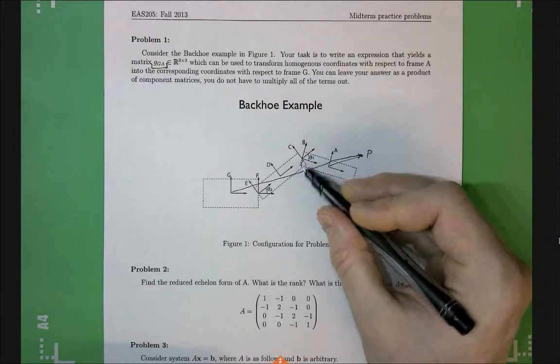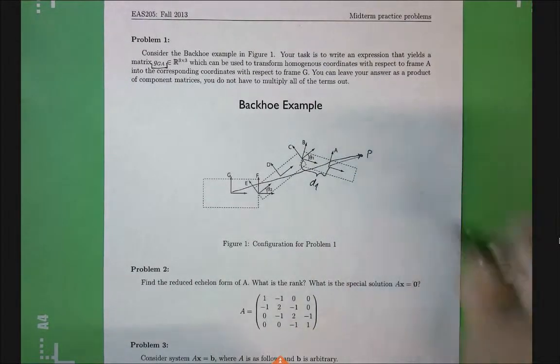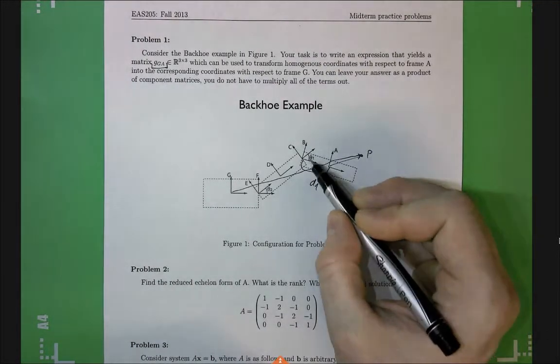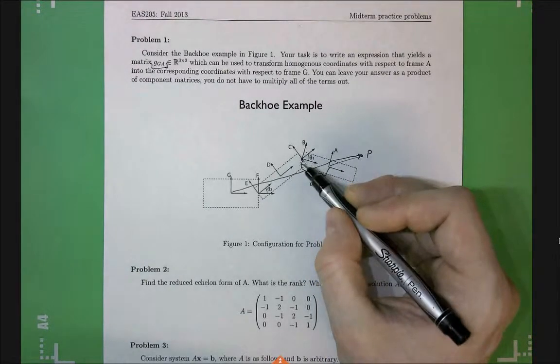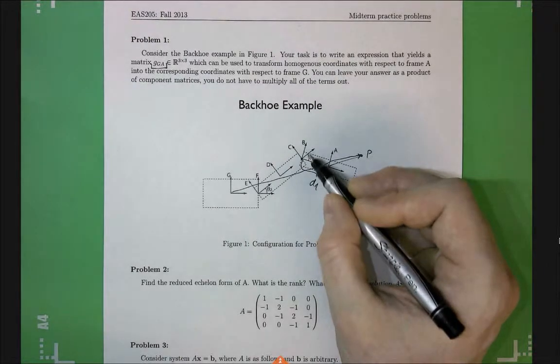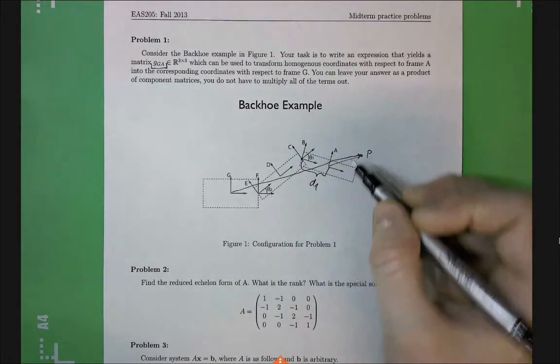There is going to be some distance between them, which could be called D1 or something. Here is the first angle. So these two things are attached by a rotational joint, which has angle θ1. That's one of the parameters of this robot.